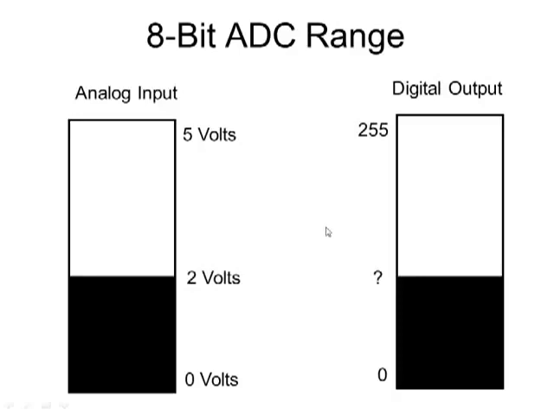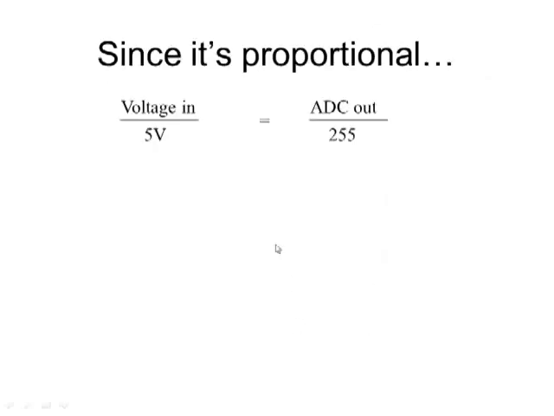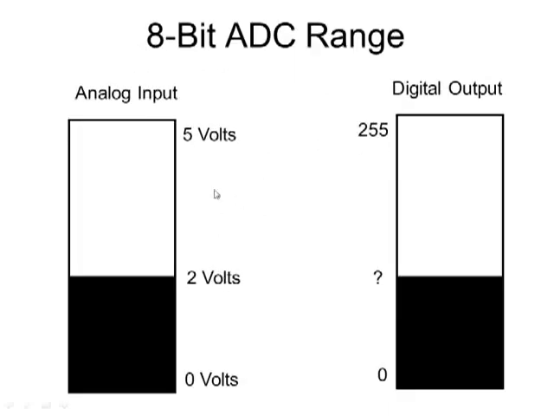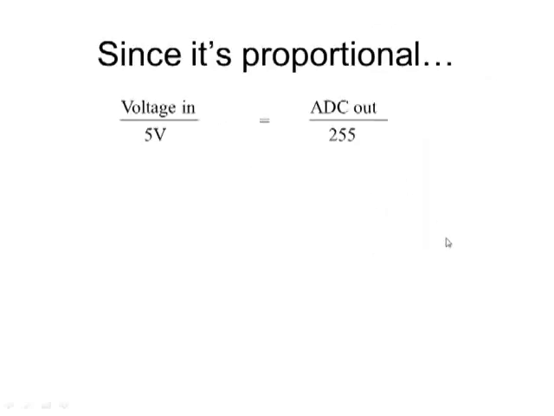Let's say our sensor produced a 2-volt output. So that's the input to the A to D converter. The question is, what's the digital output going to be? What is this number going to be? Well, it's a simple proportion. So we're going to set up a simple proportion. Our voltage in divided by 5 volts is the same as the ADC out over 255. So here's our voltage in compared to 5, ADC out compared to 255.